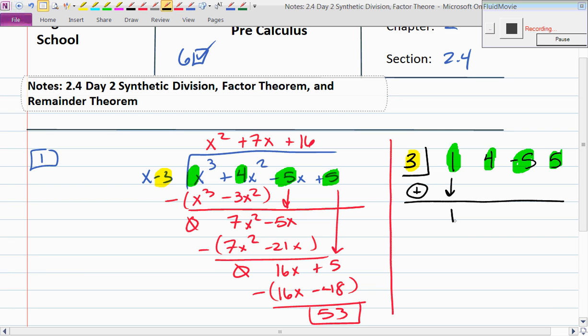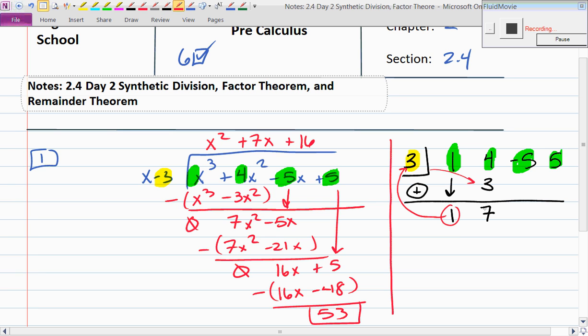So here's what I'm going to do. I'm going to take this 1, all right, and I'm going to multiply it by my 3. I'm going to put my answer right there. So what is 3 times 1? 3, good. And I'm going to add vertically. What do you get when you add 4 and 3 together? You get a 7. Good.